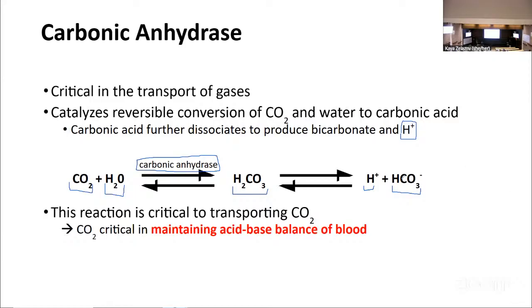So this is critical for transporting carbon dioxide. We do transport it sometimes in these converted forms, but we're going to see later on that we're also really trying to keep it in balance here. So when we talk about our acid-base balance, which I think we'll be doing in our next unit as well, we're going to remember this aspect of carbon dioxide and how it reacts with things in your blood.